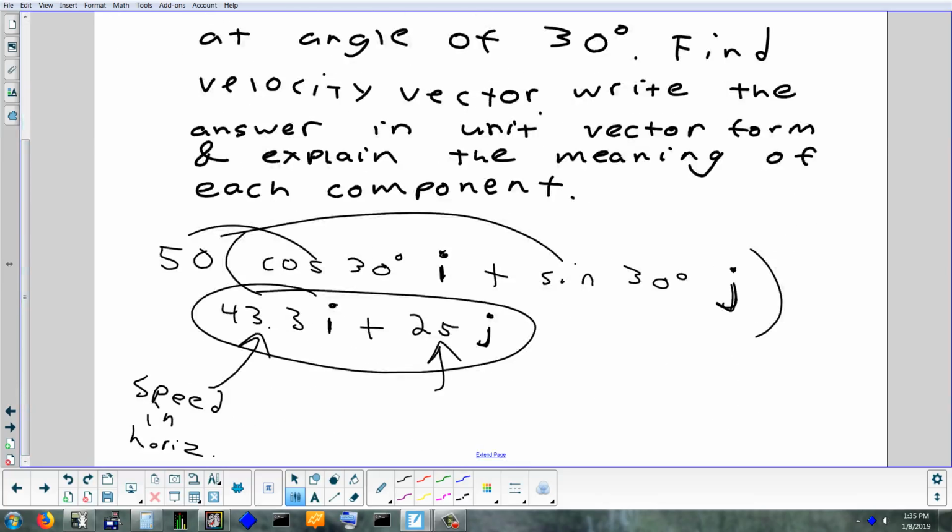Speed in the vertical. So if I was above this situation, maybe on top of a building or something, and I pointed a radar gun straight down at the ball as you threw it, the radar gun would say it's going 25 miles an hour. It would see it coming up at the radar gun at 25 miles an hour. That's the speed in the vertical.